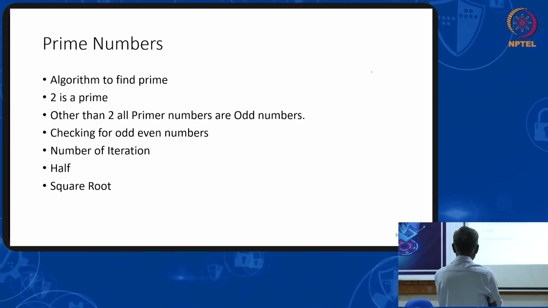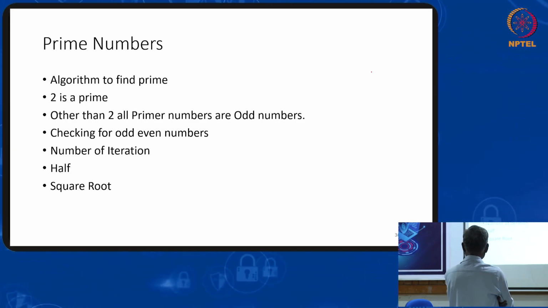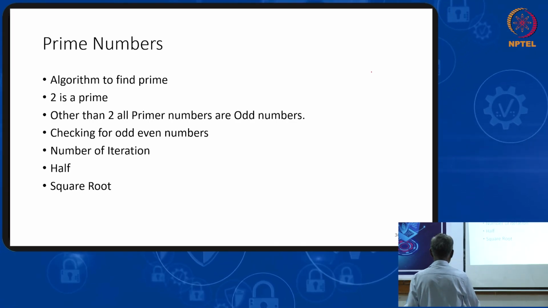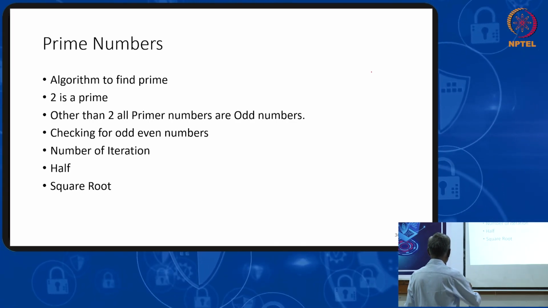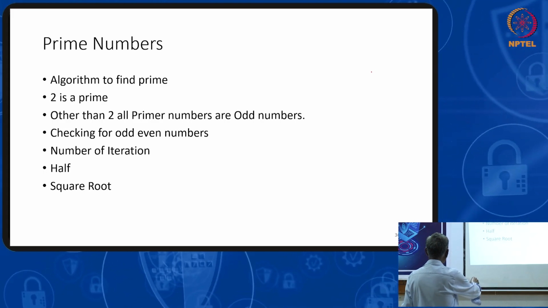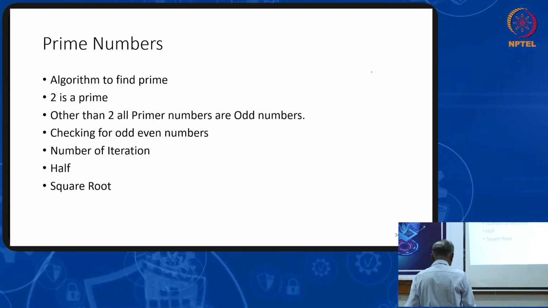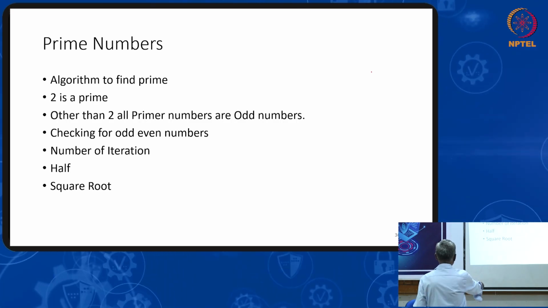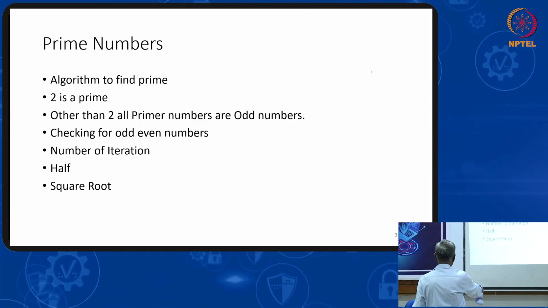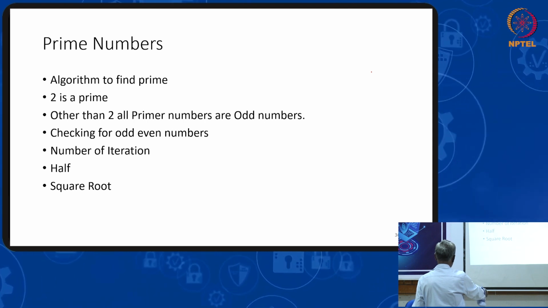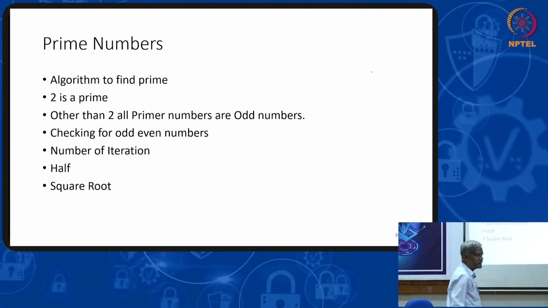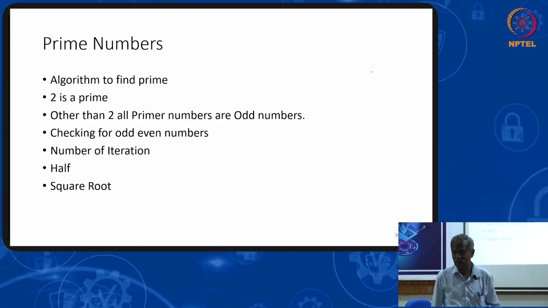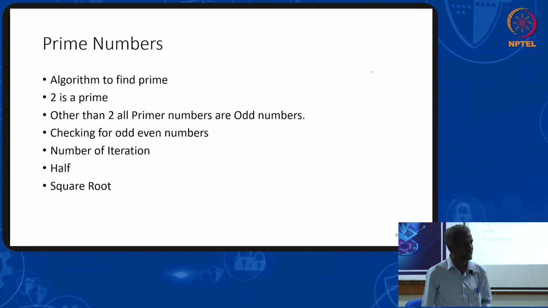So for checking, either you can go for dividing with half of the numbers, or you can check all the numbers before that number, that is one way. The number of iterations is half the numbers, or the square root of that number. Different algorithms are there, but the most efficient algorithm is to check up to the square root of that number.